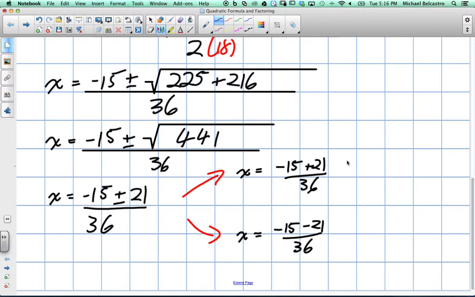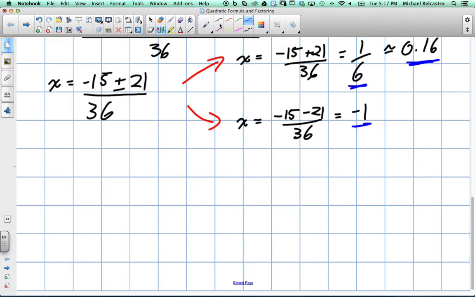Before I change all this to decimals, I'm going to try to reduce it to a fraction because I want to draw a relationship to it. -15 plus 21 is going to give us 6, which is 6 over 36, which is 1 over 6, roughly equivalent to 0.16 repeated. In our other one, -15 minus 21 is -36. So it's -36 over positive 36, which is -1. So we've now found our two x-intercepts. One of them is at the fraction, and the other one's at -1.